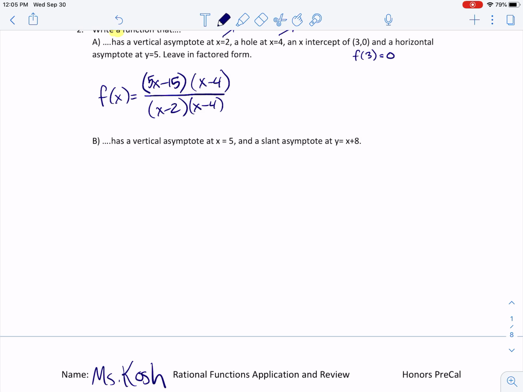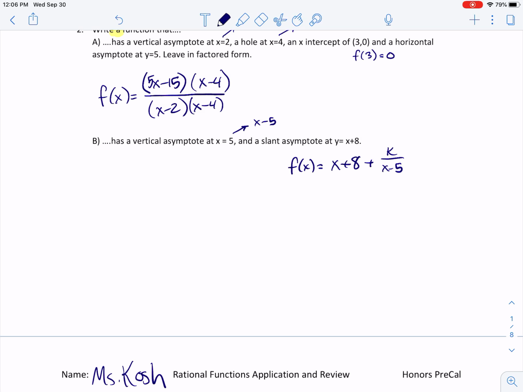It says the next one has a vertical asymptote. I see an x minus 5 that shows up in the denominator, and a slant asymptote of this. So that tells me one way, it's funny, I've worked this 4 times, and now I see which way I should do this. That tells me that my equation, f of x, is going to look something like x plus 8 plus something, I'm going to call it k, over x minus 5. That's that asymptote.